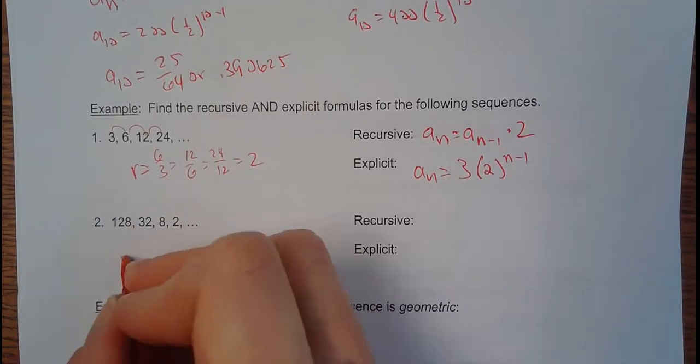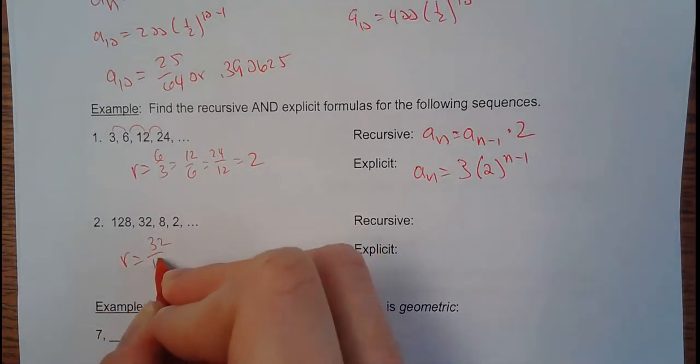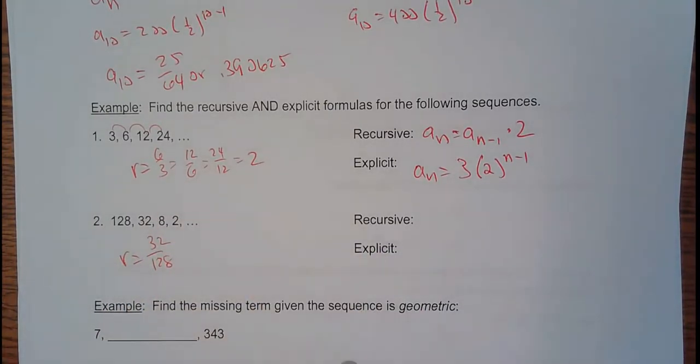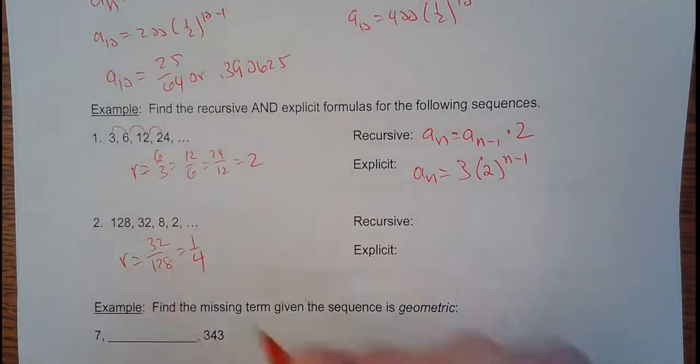Okay, number 2, again, r is key. 32 divided by 128. I could do the rest of them, but you kind of get the idea. It's a fourth, so the common ratio is 1/4.